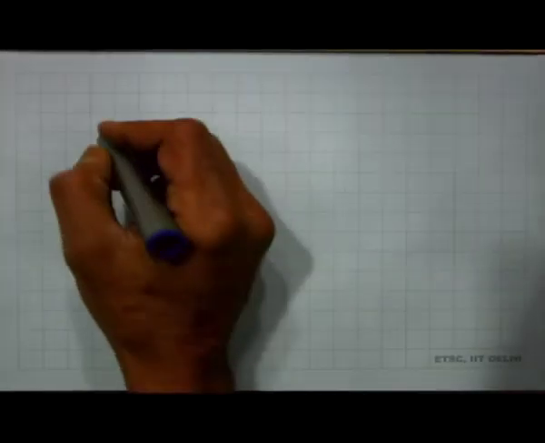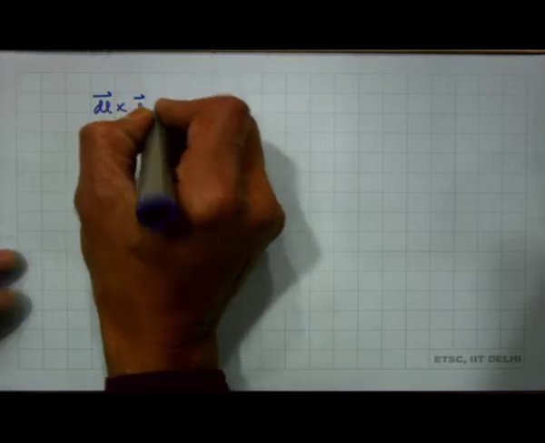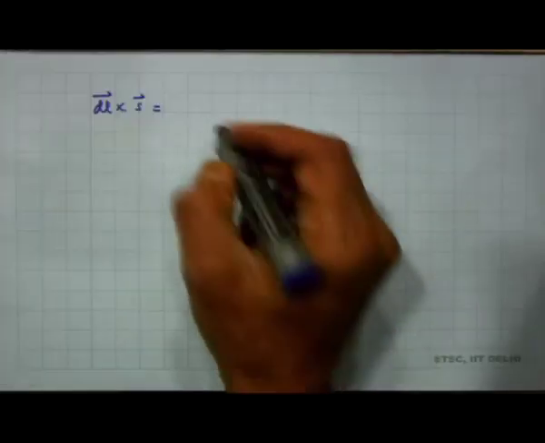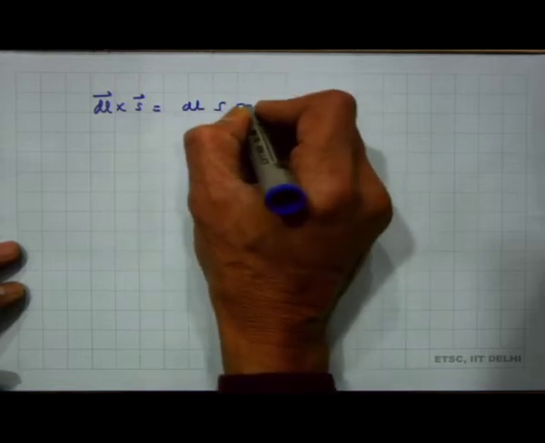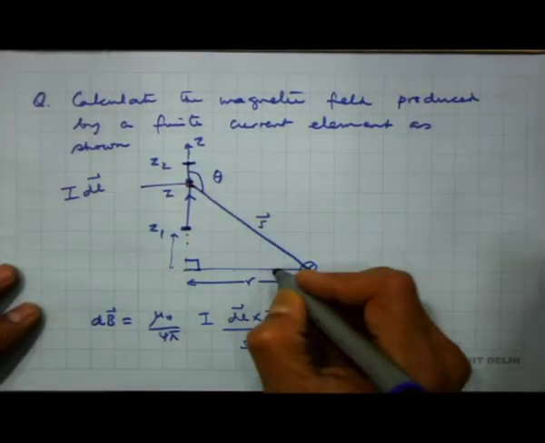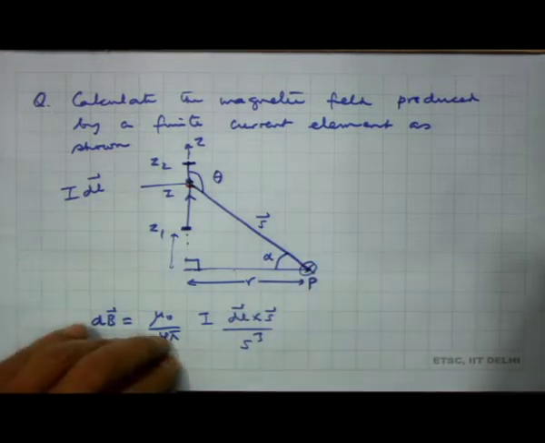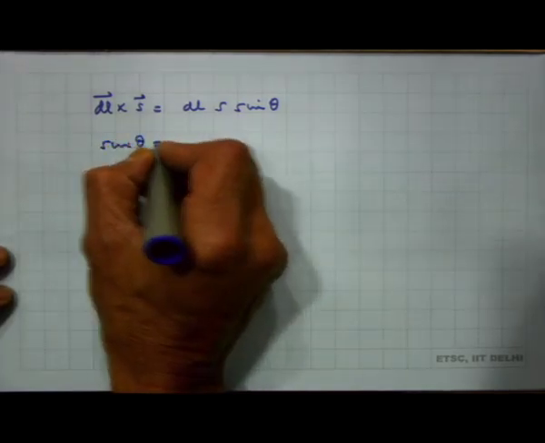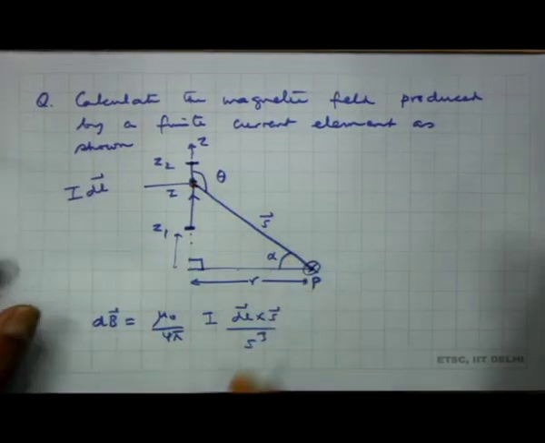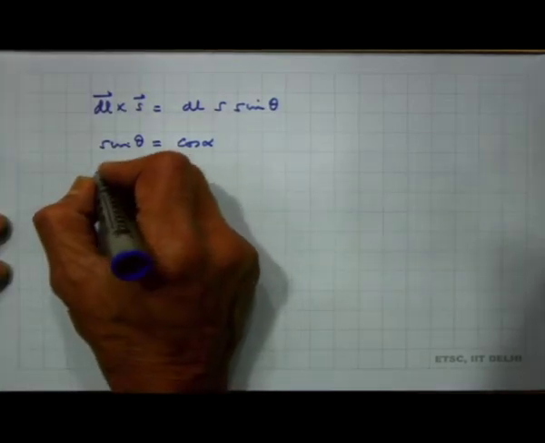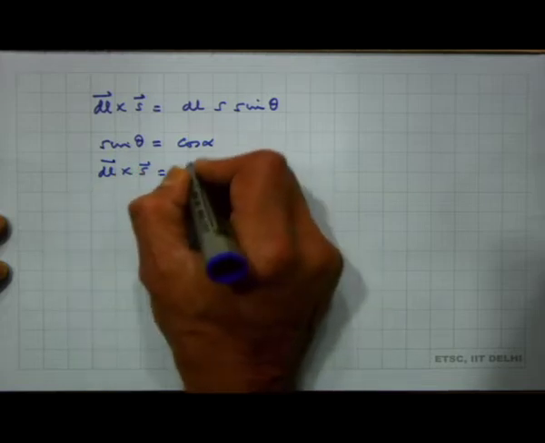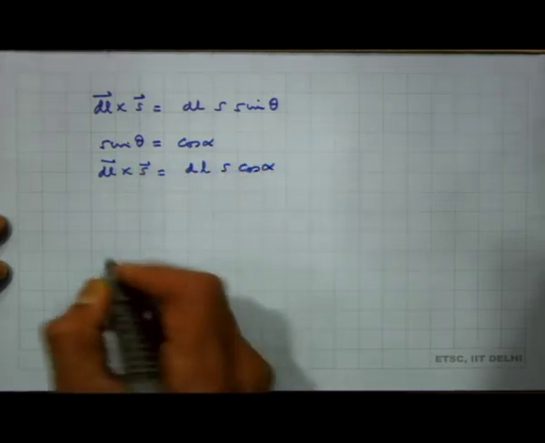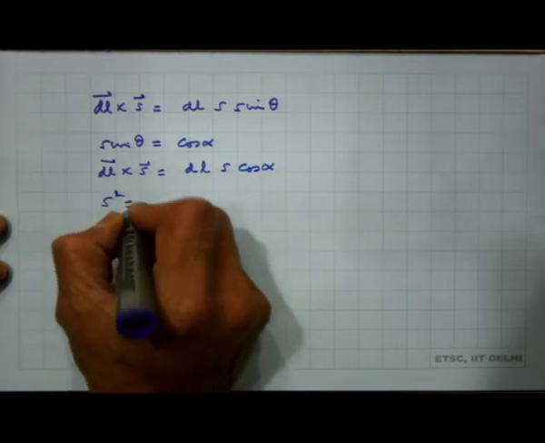So, dl cross s, if theta is this angle, I will have dl s sin theta. Now, what is theta? If I call this alpha, then sin theta is nothing but cos alpha. So, in this triangle you can find out that sin theta is nothing but cos alpha, and so I get dl cross s is equal to dl s cos alpha, and s square is equal to, now what is s?